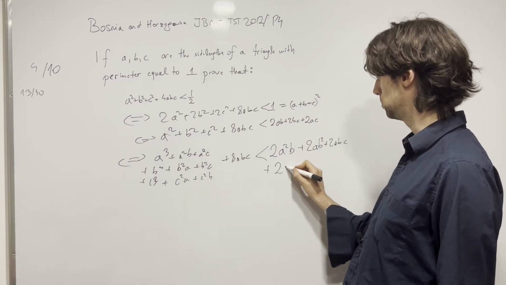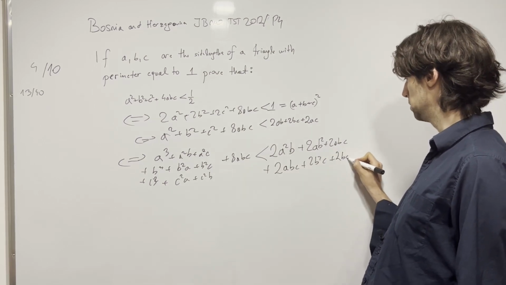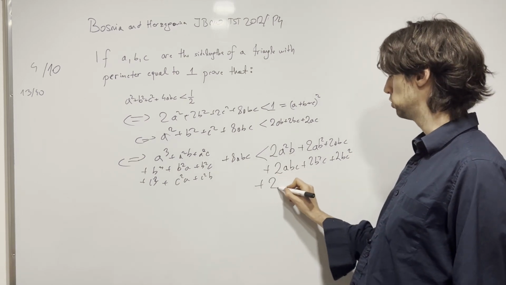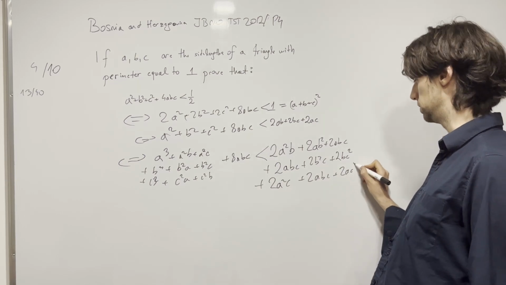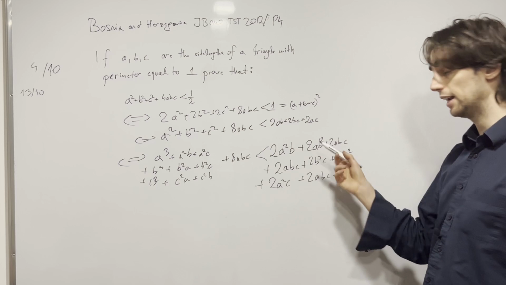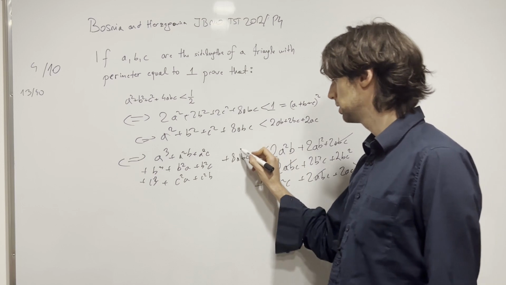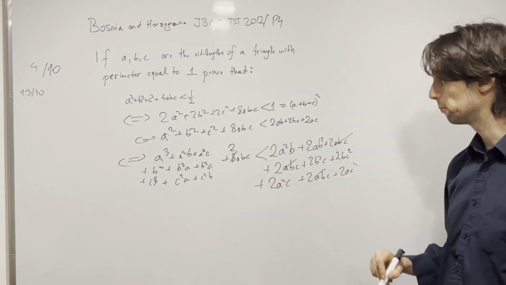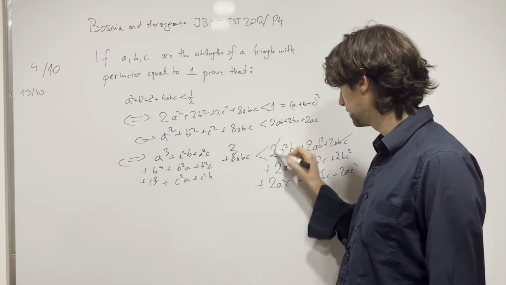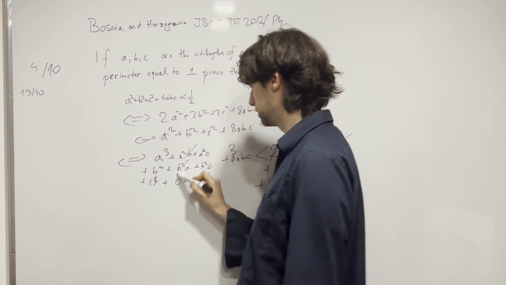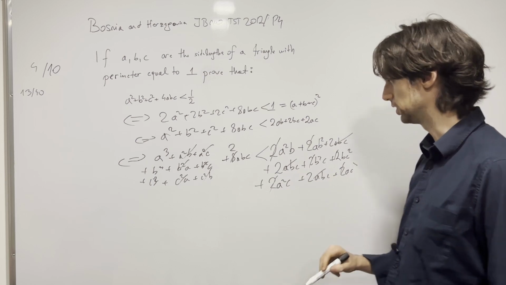plus 2abc plus 2b squared c plus 2bc squared plus 2a squared c plus 2abc plus 2ac squared when I multiply everything through. And now what cancels out? Well, 2abc, 2abc, and 2abc cancel out the 8, make it a 2. We have a squared b twice here, and here we have it once. So these things cancel out.